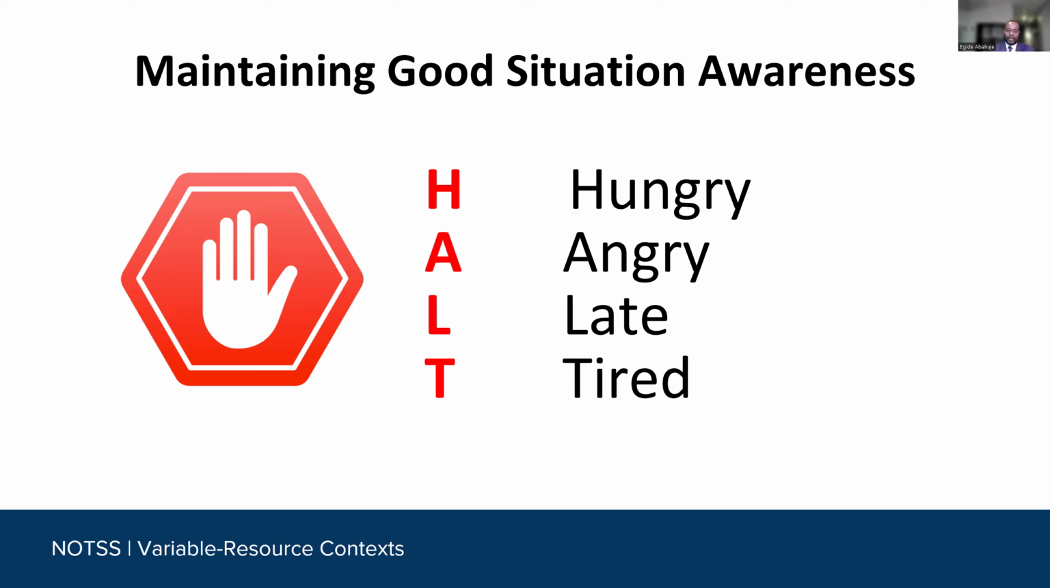And when we are tired, when our brain or we are physically tired, this affects our ability to maintain effective situation awareness. So we have to be aware of being hungry, angry, late, and tired. And if we are in this situation, find maybe other approaches we can use to improve our situation awareness.